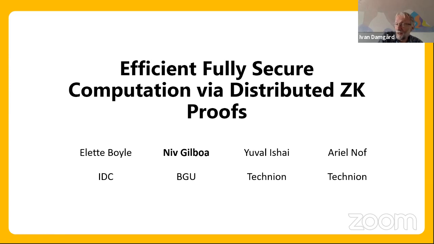The first speaker is invited speaker Gilboa from Ben Gurion University. He has his PhD from Technion originally and is now at Ben Gurion, as I said. He has a whole bunch of interesting results behind him on distributed point functions, private information retrieval, etc. And today we'll hear about efficient, fully secure computation by distributed zero-knowledge proofs, a joint work with Elette Boyle, Yuval Ishai, and Ariel Nof. Over to you, Niv.